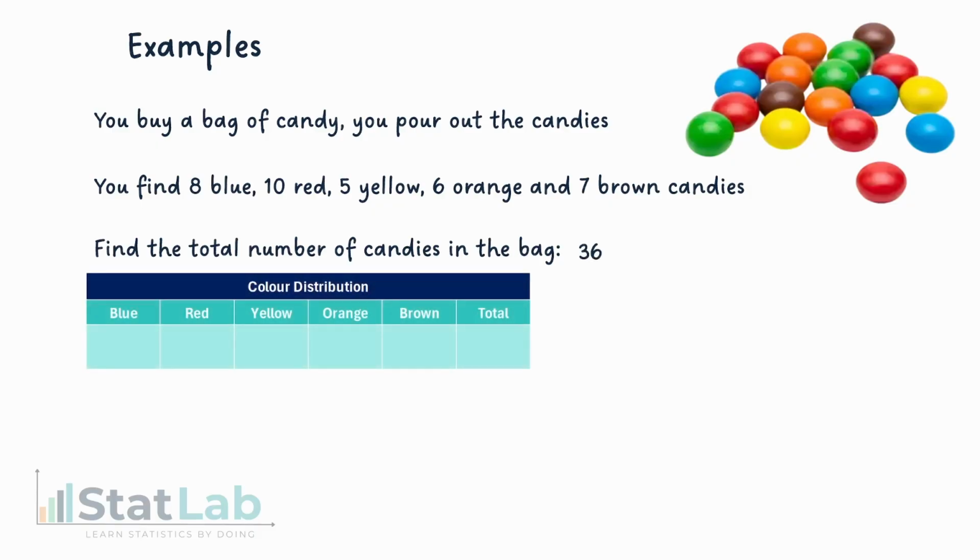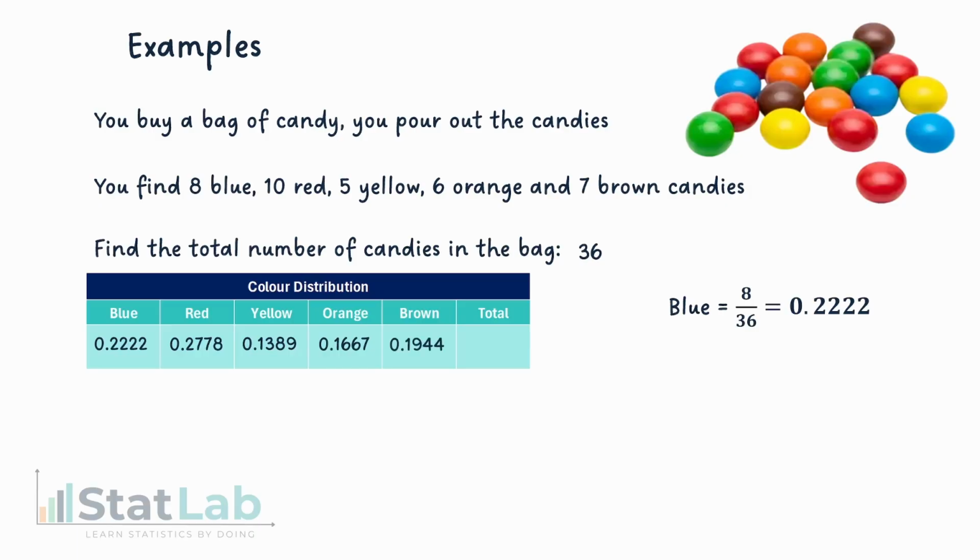So let's start figuring out the distribution of color for these candies. You can see that I have 8 blue out of a total of 36. So if I want to find the proportion that are blue, I'm going to take 8 and divide it by 36 and get 0.2222. So we can fill that in. Now we're going to do the same thing for red, only it's going to be 10 divided by 36, and then yellow, 5 divided by 36, orange, 6 divided by 36, and brown, 7 divided by 36.